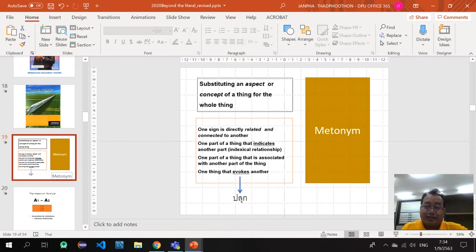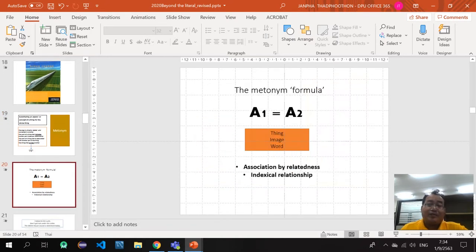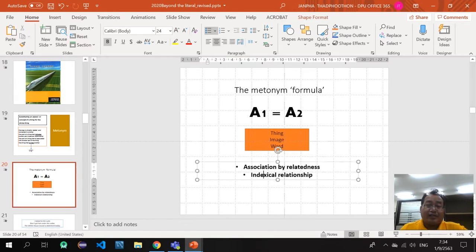It's like an indexical. It's more or less an index of another thing. Like Bangkok represents Thailand. You use the word Bangkok when you talk about Thailand, for example. This is what we call a metonym. As I just mentioned, it's about the indexical relationship between A and B.